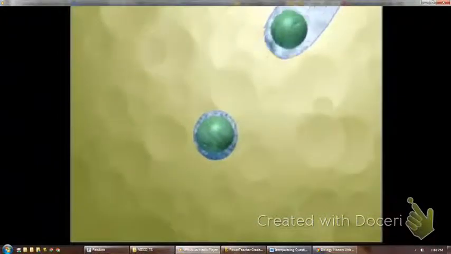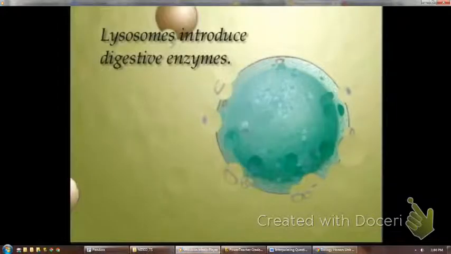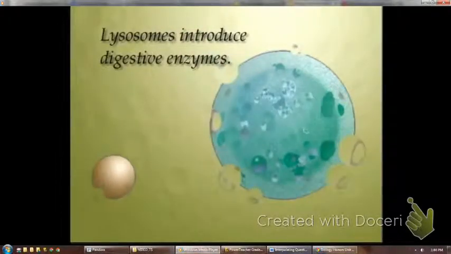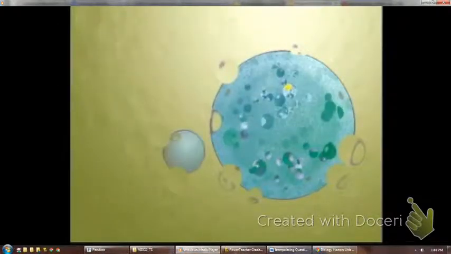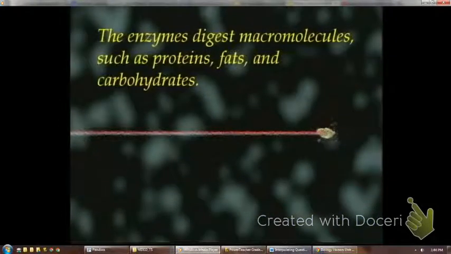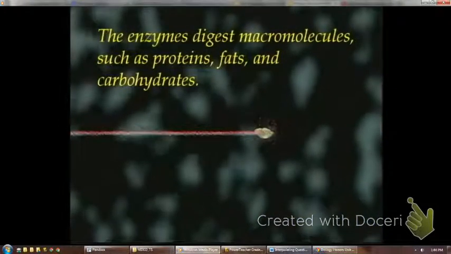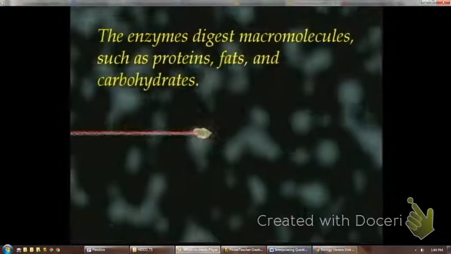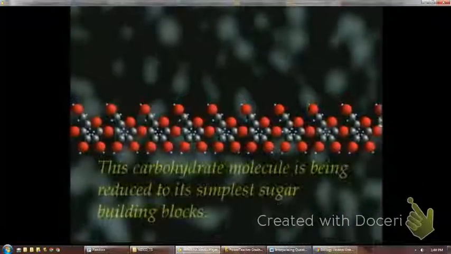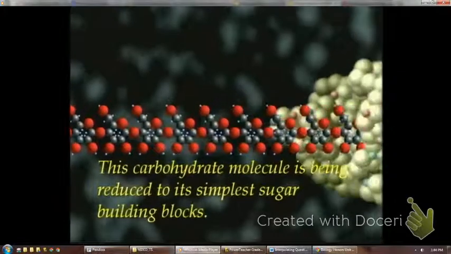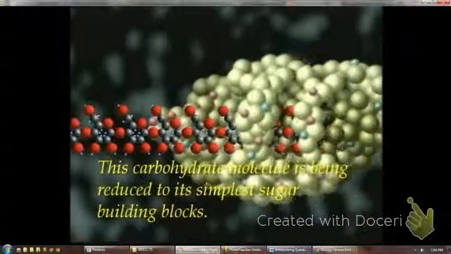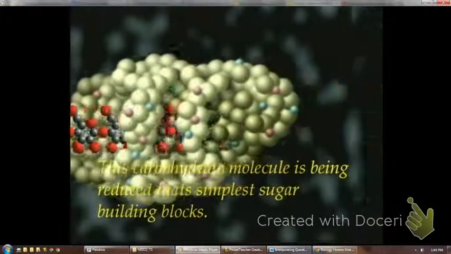So there's the food vacuole, and it has a bacteria cell in it. Lysosomes dump off their enzymes, and they start to break down all the big molecules. So the proteins, the fats, the carbs all get broken down by enzymes. Basically chopping it into little pieces, and then the cell can use those pieces to build other molecules.